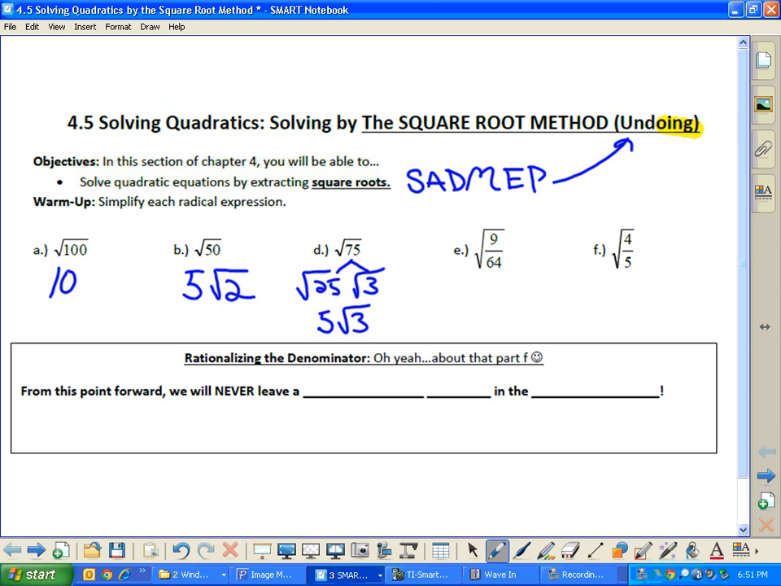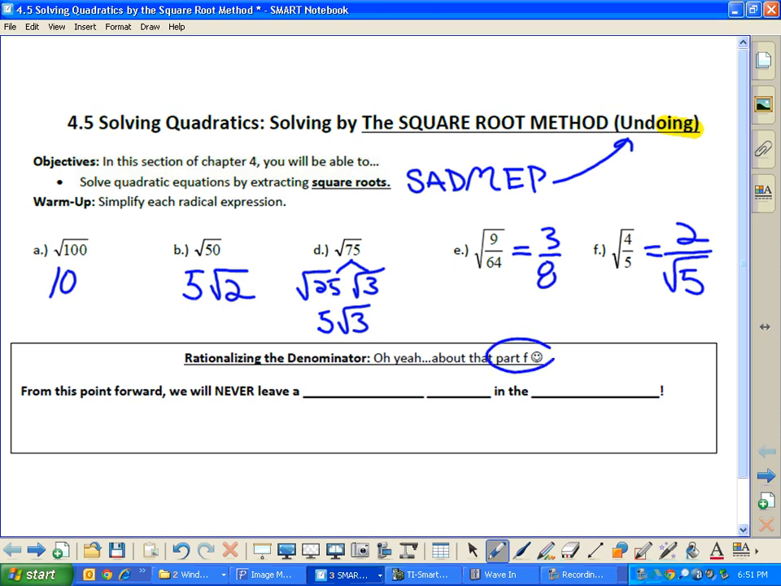For E, we have the square root of 9 over 64. Maddie, do you know how to do that? Yeah, you just square root the top and square root the bottom. However, we get a little bit of a problem that happens with regard to part F. Yeah. Okay, but here's an issue. We are never, ever, ever allowed to leave a square root in a bottom of a fraction. Ever. So I have to teach you this.